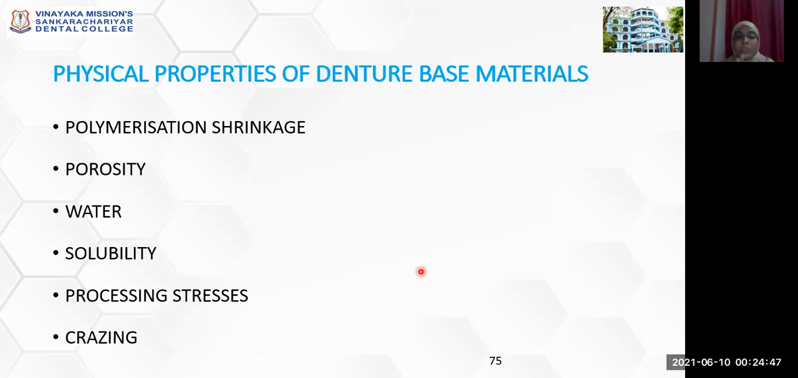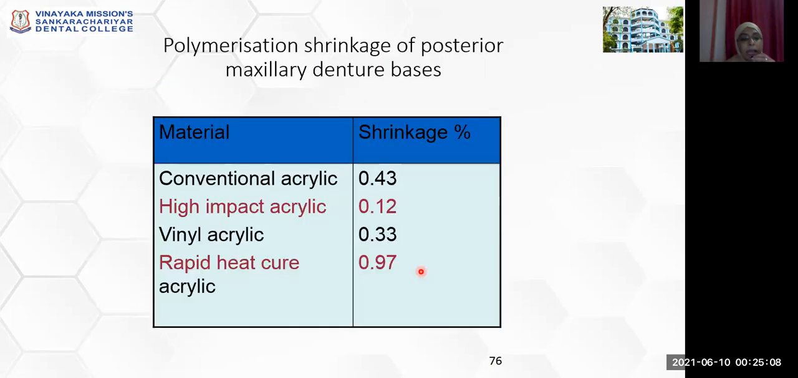So now we have seen the manipulation techniques. The next thing we are going to see is the important physical properties we must know in relation to denture base materials. Some of the most important properties are polymerization shrinkage, porosity, water solubility, processing stress, and crazing.